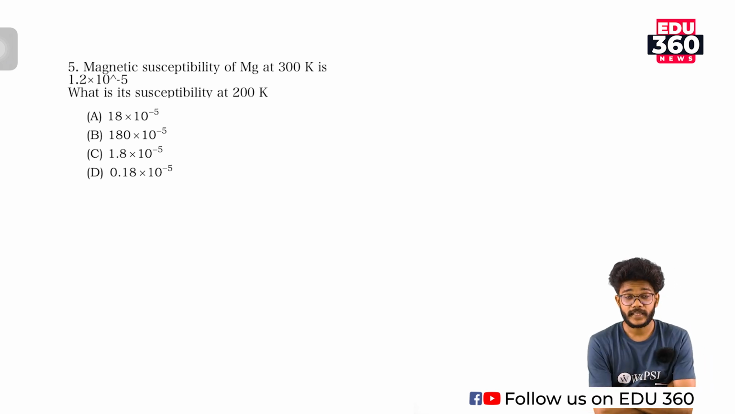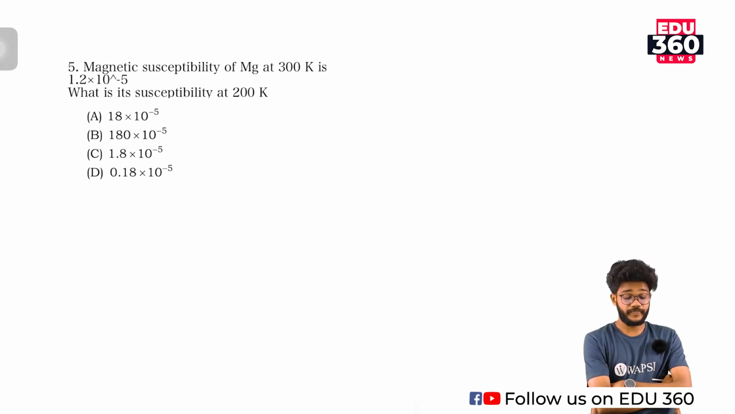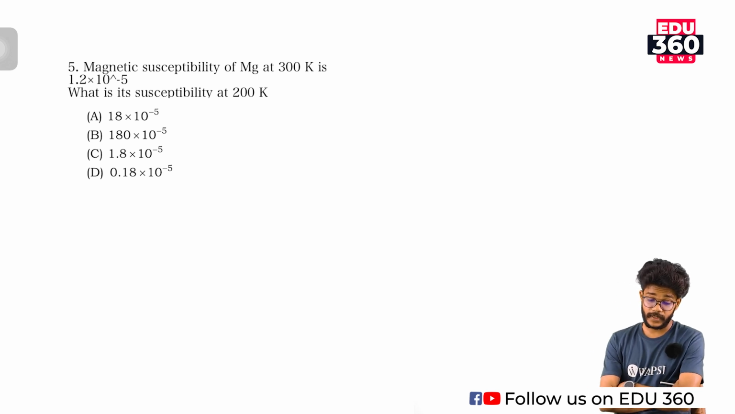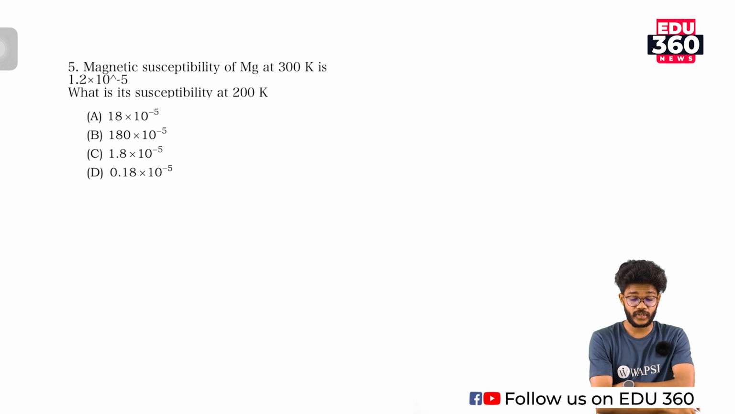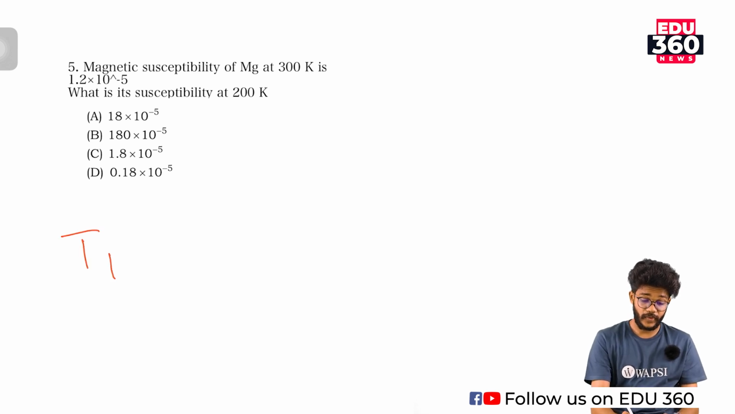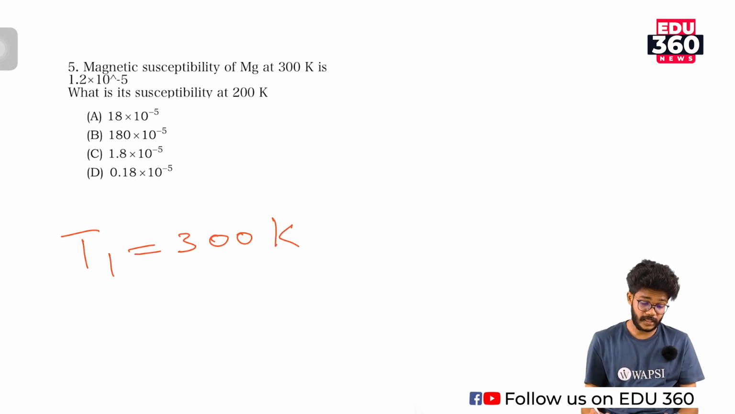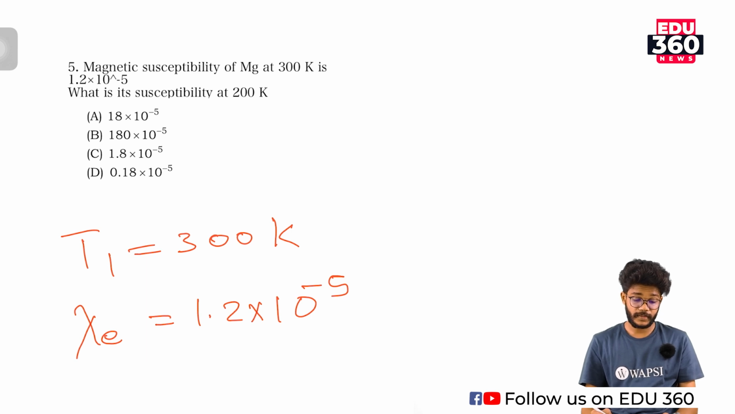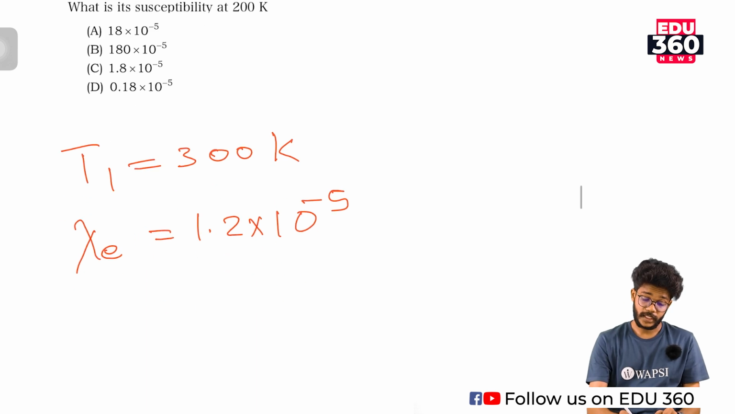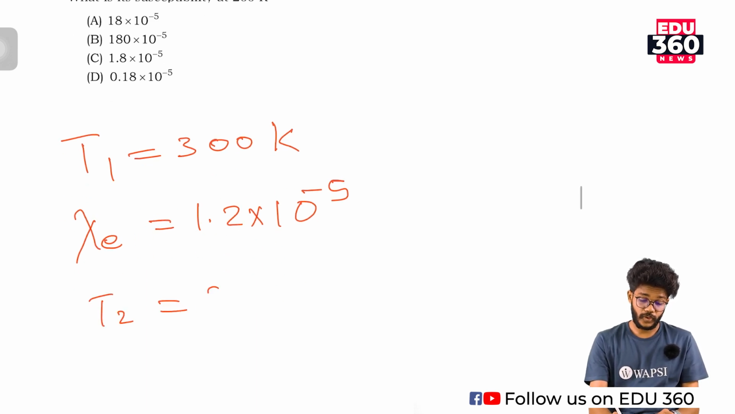The 5th question is related to the magnetic susceptibility of Mg at 300 Kelvin. We can note that T1 is 300 Kelvin and the magnetic susceptibility chi 1 is 1.2 × 10^-5. They ask us to find the magnetic susceptibility at the new temperature, 200 Kelvin. So T2 is 200 Kelvin.